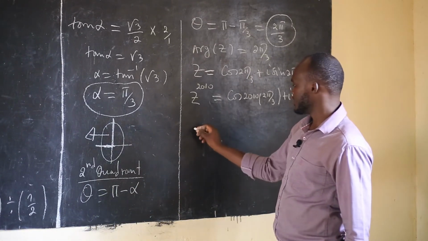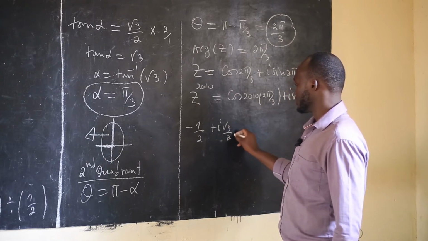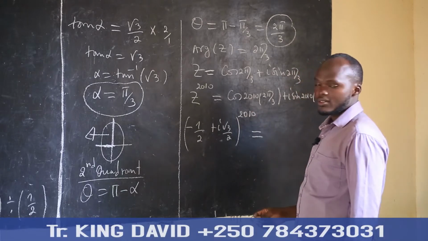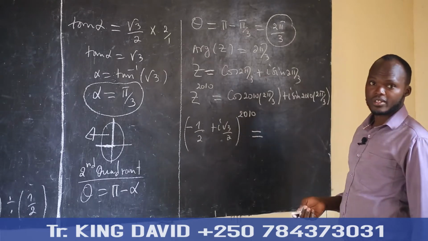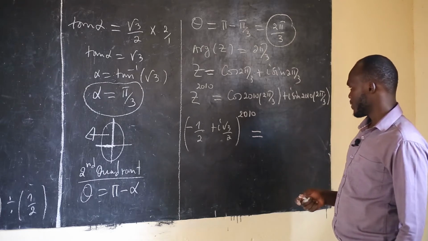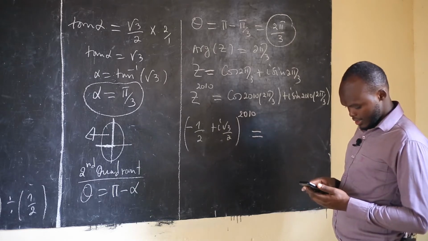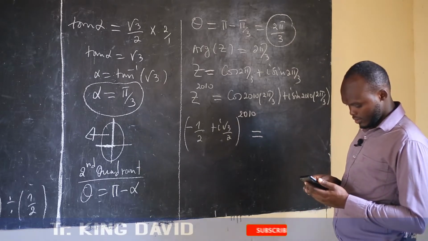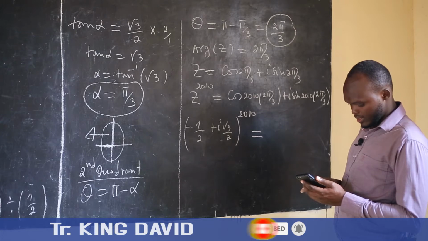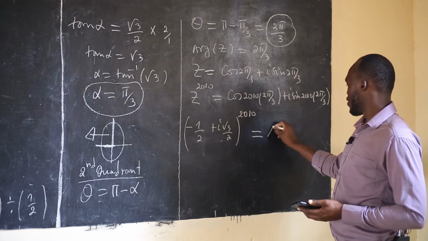So that answer, which is that value, negative half plus i root 3 over 2, to the power 2010. When you reach here, you use the calculator. You take 2010 times 120, then you find the cos of that. So actually this is cos of 2010 times 120. The answer is 1. Cos of this one answer is 1.